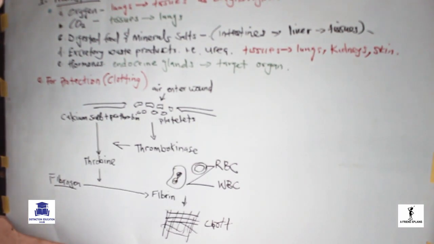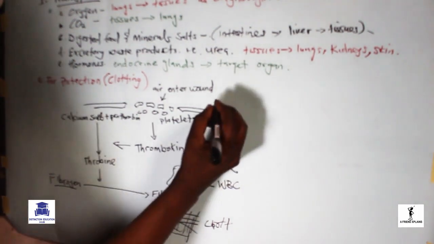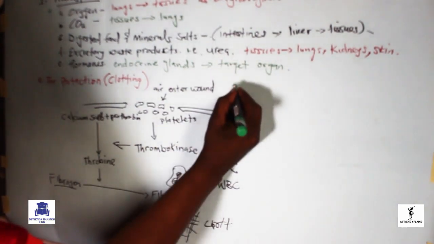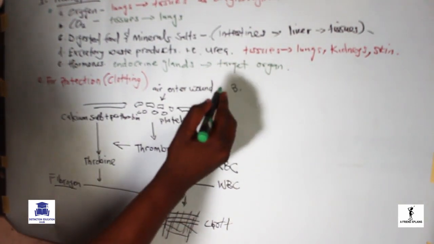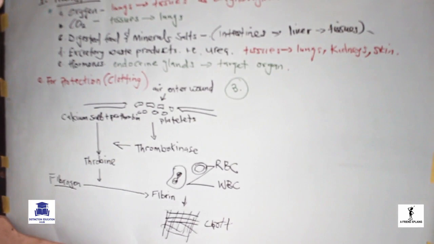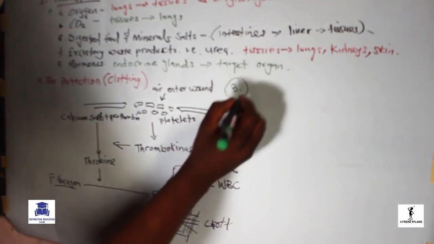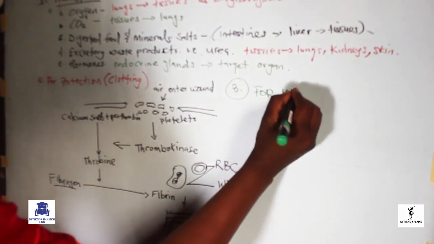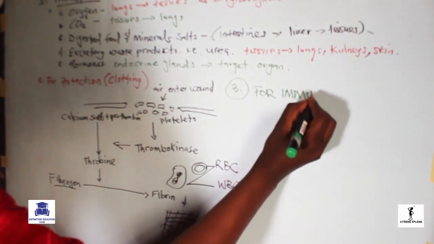Now let me talk about the last function. Let me just use another different marker. Alright, so I'm also going to talk about the third function of blood. The third function of blood that I'll talk about is immunity.